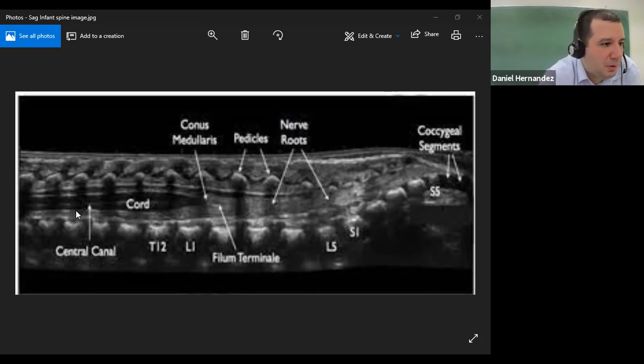So other landmarks, you have your spinal cord, which comes to a tip, which is called the conus medullaris. The central canal running within the cord. The filum terminale extending down off that cord. This area that hangs down, this bundle of nerves, is also called the cauda equina. You can see the pedicles. So these are nerve roots.